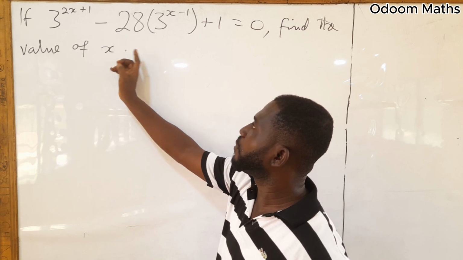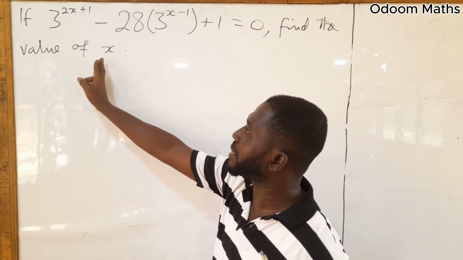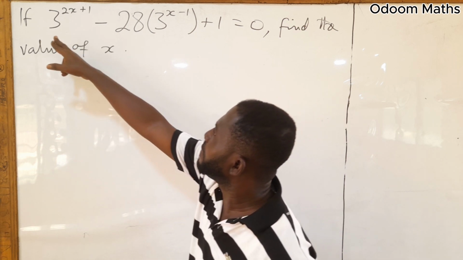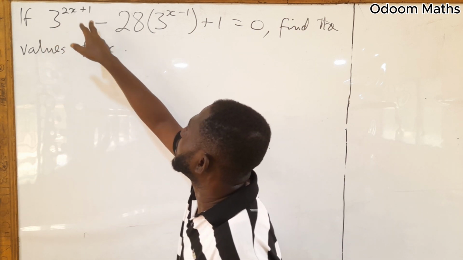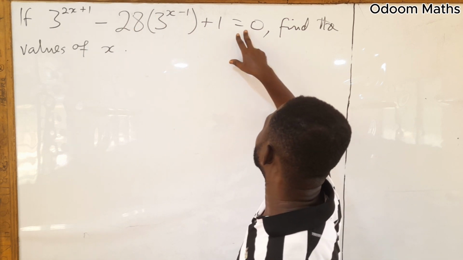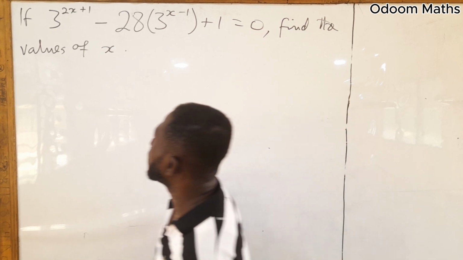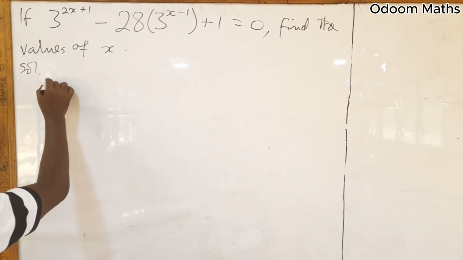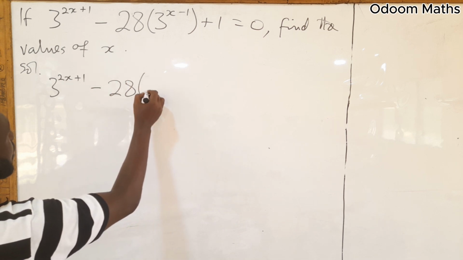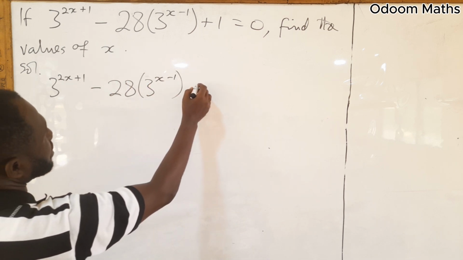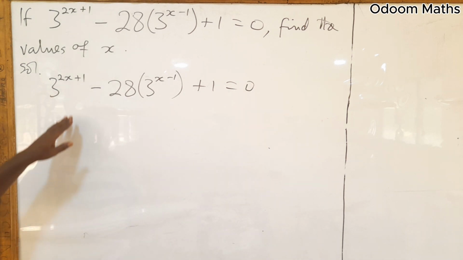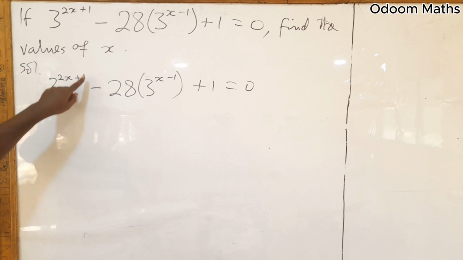So now in this example, we are asked to find the values of x, if 3 to the power 2x plus 1, minus 28 into bracket 3 to the power x minus 1, plus 1 equals 0. Let me write the question again here: 3 to the power 2x plus 1 minus 28 into bracket 3 to the power x minus 1 plus 1 equals 0. Now for this, we can see that the first law of indices is being applied here.